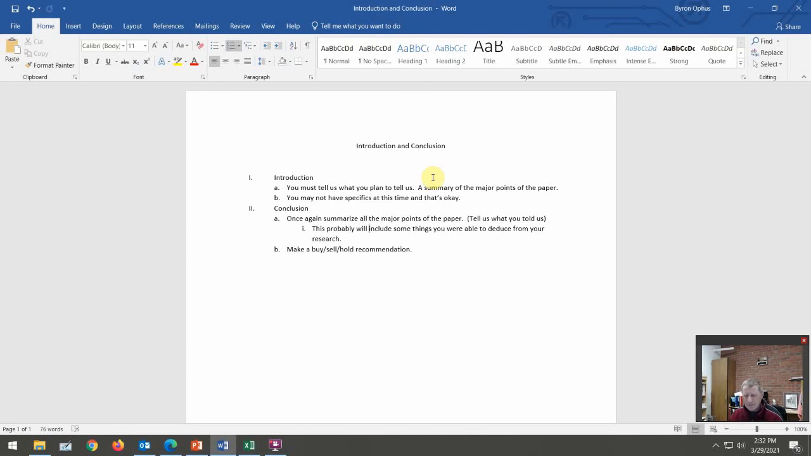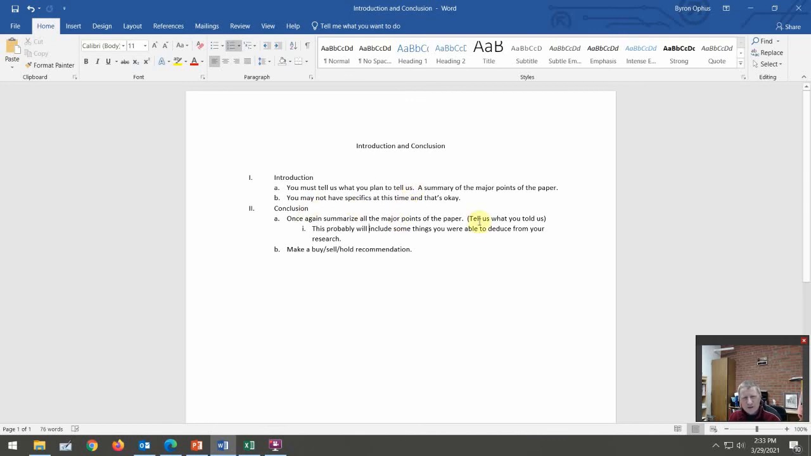Okay, if you're missing those elements, it's not adequate, and you'll get some feedback on that. Okay, again, you may not have all the specifics at this time, and that's okay. And ultimately, in the introduction, you're not going to put a lot of the specifics. Those will be in the body, right? But in an introduction, there may be a few things that you want to stress, and that's fine. Okay, if you don't have those right now, that's fine.